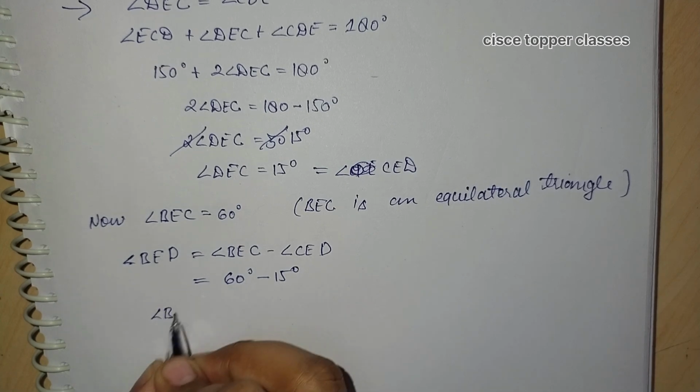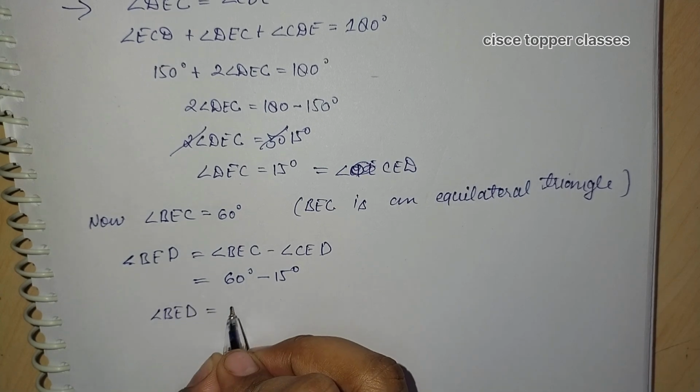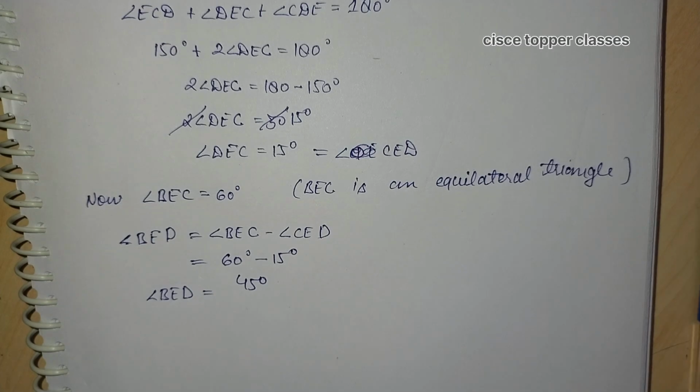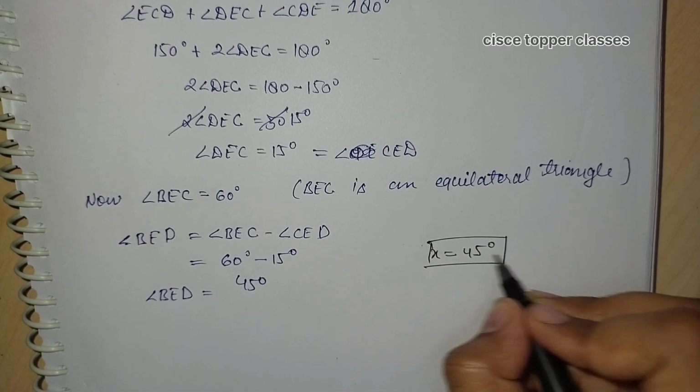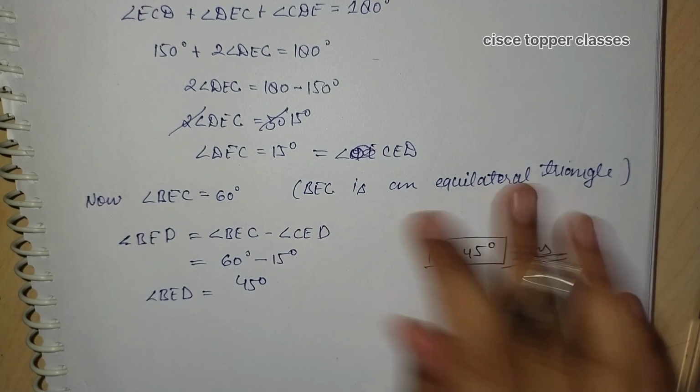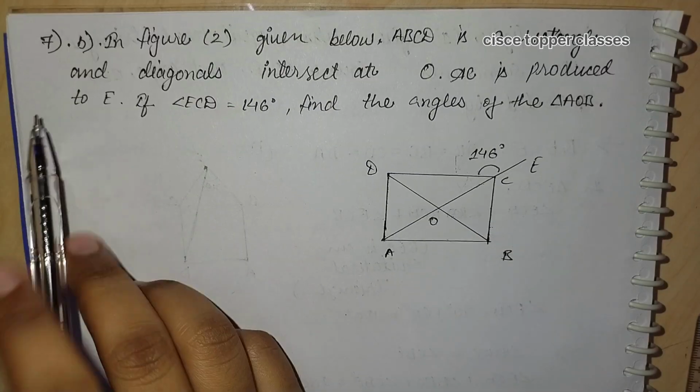Here we will get the value of angle BED, which we have to find, which is the value of x, 45 degrees. From here we found the value of x, which we had to find in this question. The value of x is 45 degrees. So this is the final answer in this question. Let us solve the 7th part.